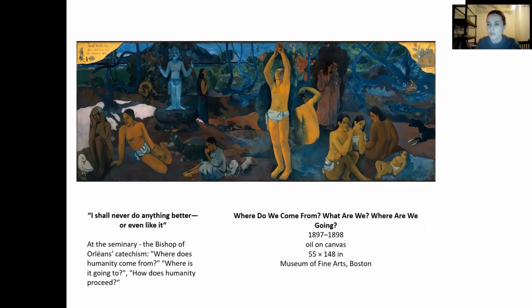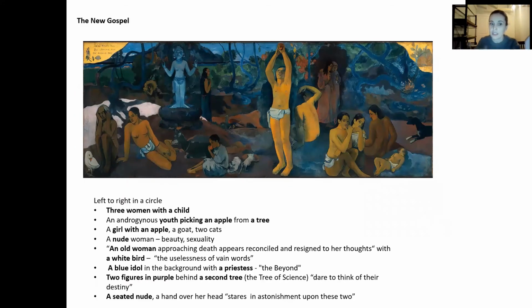So the interpretation of this painting, if you're going off of his letters and his biography, links to his education at the seminary, where they studied a catechism put together by the Bishop of Orleans. The catechism had certain questions that you had to contemplate as a student. Where does humanity come from? Where is it going to? How does humanity proceed? So basically the same things that Gauguin is using in the title of his painting. So we have the new Christ, we have the new Eve, this is the new gospel.